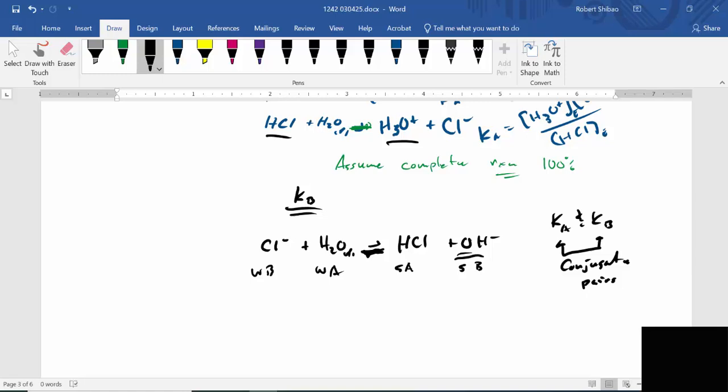The way it's going to work is a seesaw type relationship. It turns out that Ka for HCl times Kb for Cl minus is equal to something called Kw, which is a constant. So if this one's very big, then that means Kb for chloride must be very small.